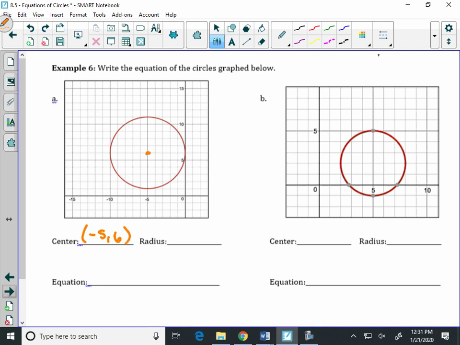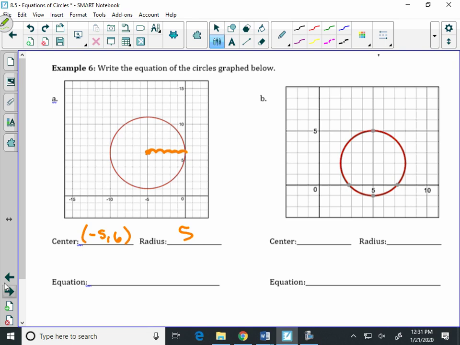To get the radius, you're going to start at the center and just count outwards. So I'm going to start here. I'm going to count out till I get to my edge. How far did I count? What's the length of our radius? We start at the center. It's 5, right? So our radius is 5.